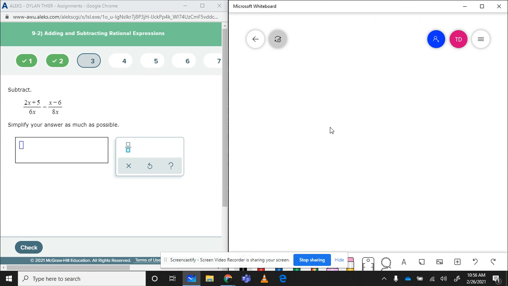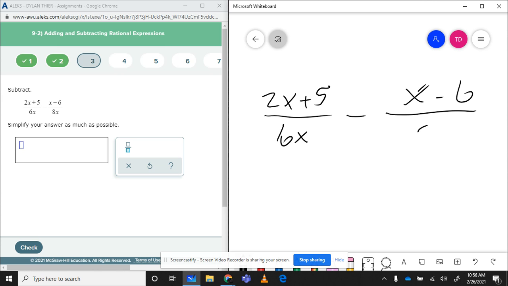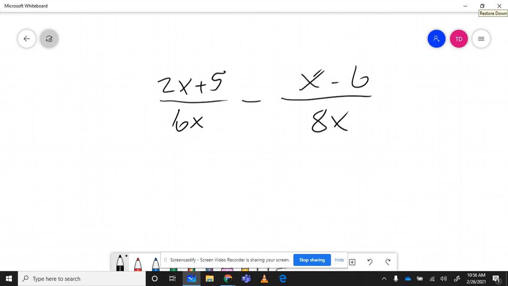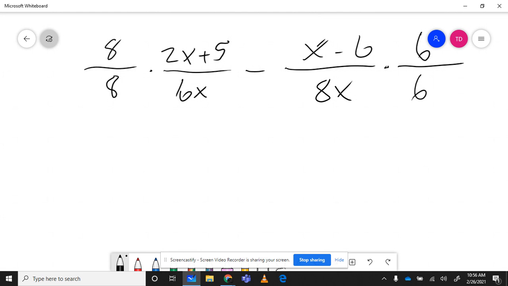So 6x and 8x. To get to the common multiple here, we've got 2x plus 5 over 6x, and x minus 6 over 8x. So to find a common multiple, in this case, I'm not going to multiply the right side by 6x over 6x, because that's just going to make the order higher than it really needs to be. I'm just going to do 6 over 6 here, and 8 over 8 here.